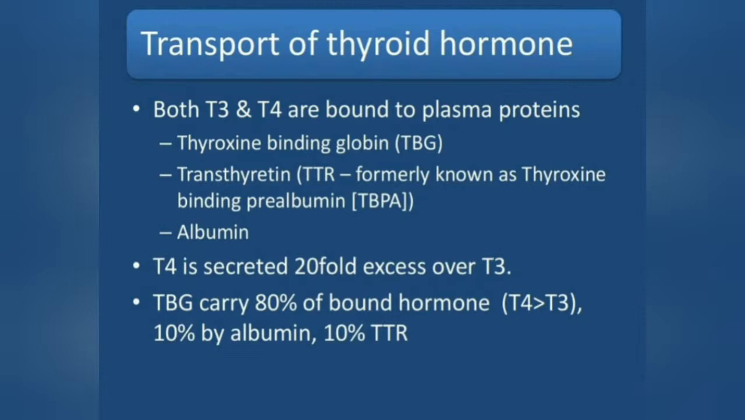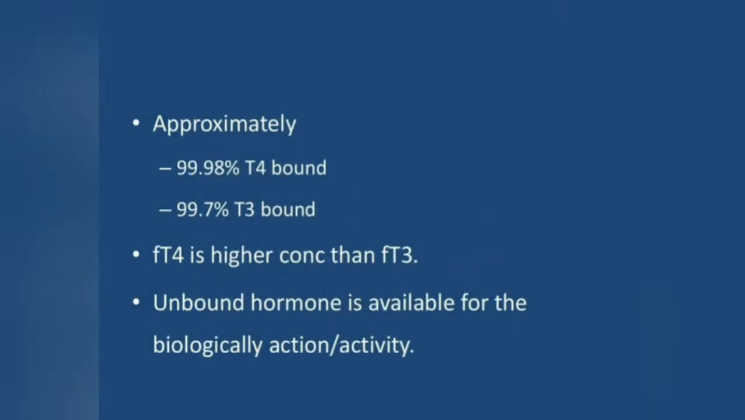TBG, which is thyroxine binding globulin, carries 80% of bound hormone, 10% by albumin and 10% by TTR. So approximately, binding with plasma proteins, 99.98% of T4 is bound and 99.7% of T3 is bound. Unbound hormone is available for biological activity. These terms are slightly difficult for you, but if you review twice or thrice, you can easily understand the topic.